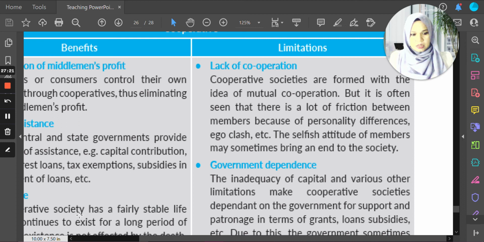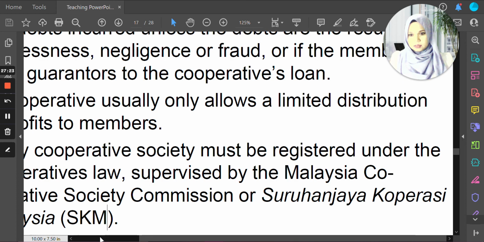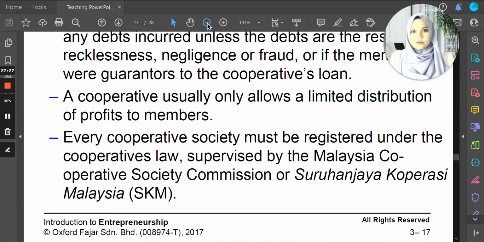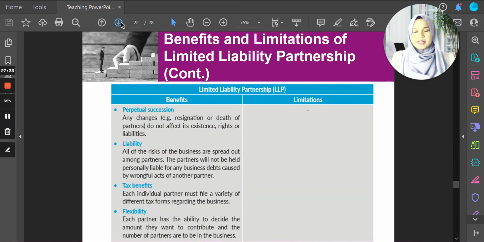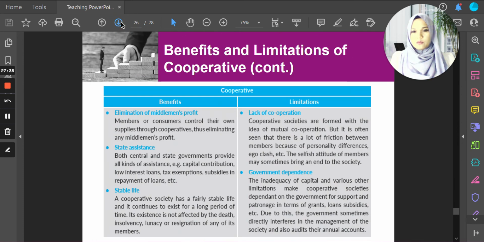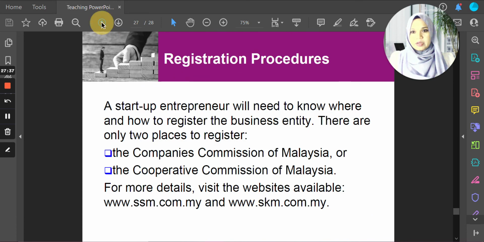Where is my mouse, I can't see it. Oops, wrong. Wait, need to reduce this. Why am I jumping to this page? Okay, I think we are at almost the final one right here.